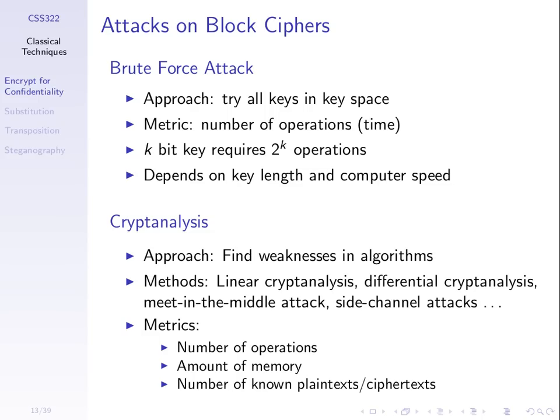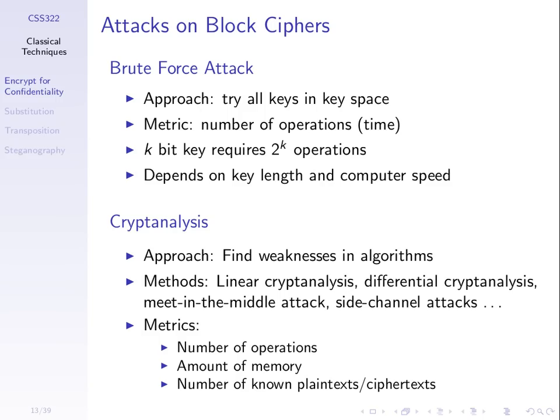Okay, more on those attacks. Brute force attack, all right. Try all keys. We talk about the key space now. The key space is the set of all possible keys. In the Caesar cipher, there were 26 possible keys. So the key space was 0 through to 25, 26 values. So we had to try them all.